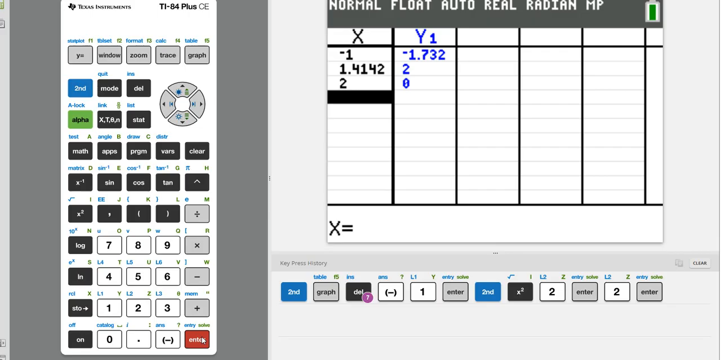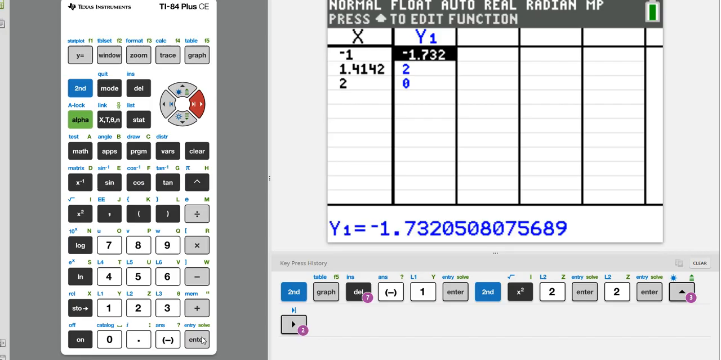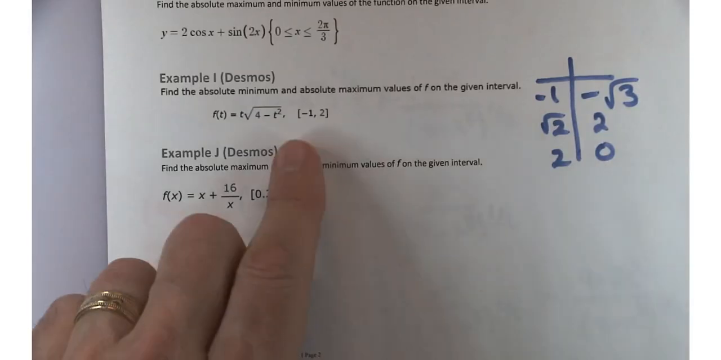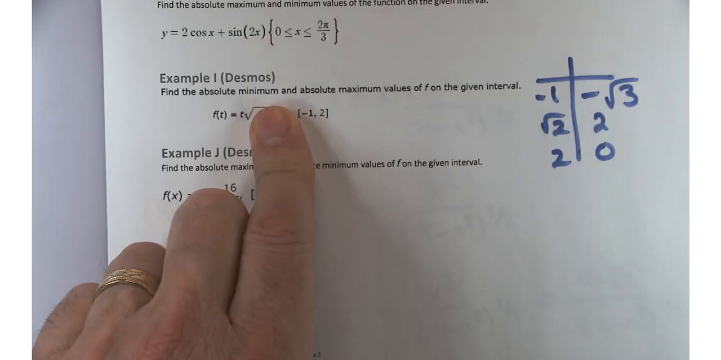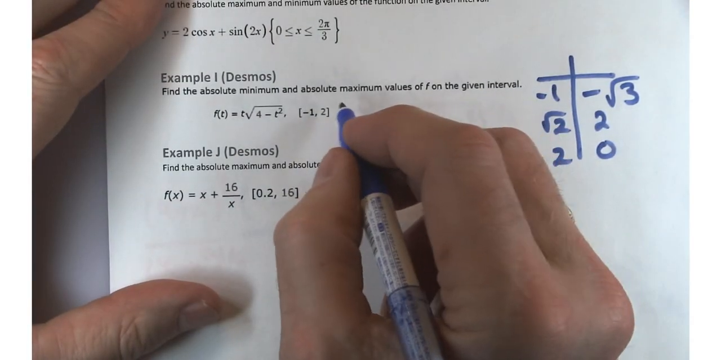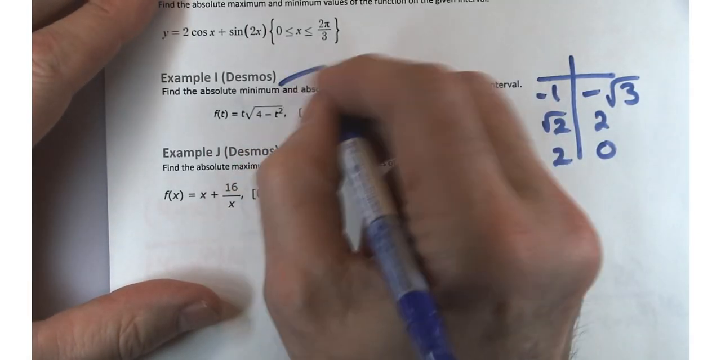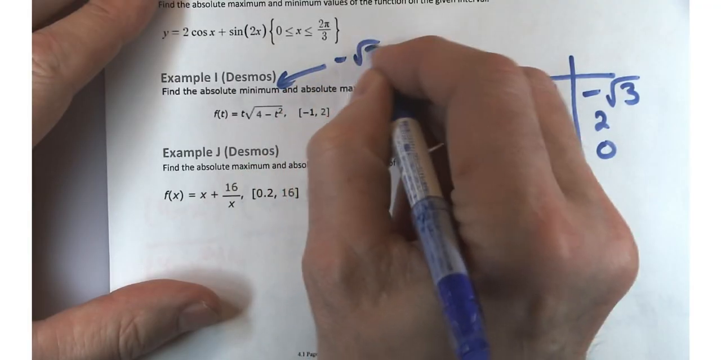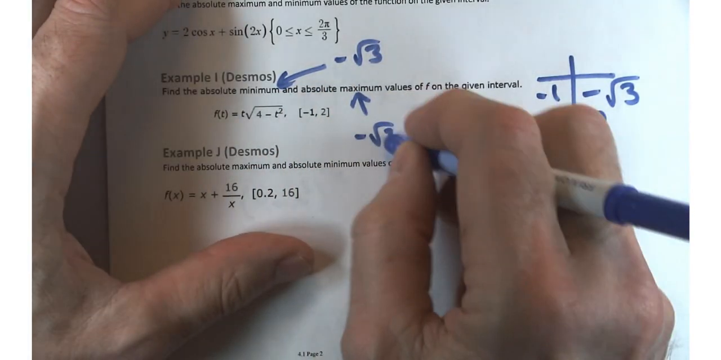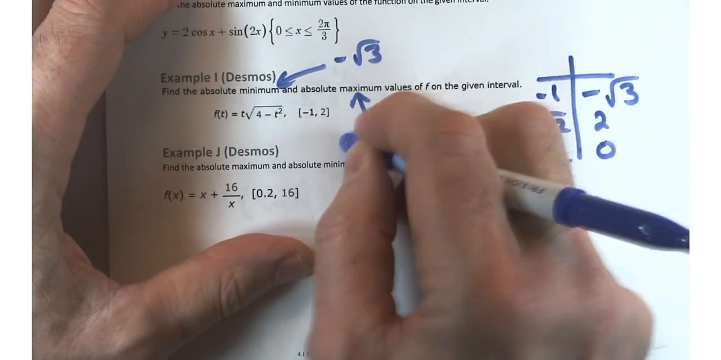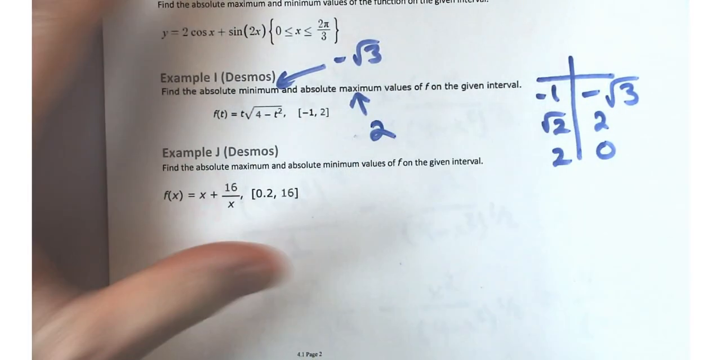Values of... Does anyone recognize this decimal value? Yeah, root 3. Nice. Wow. Ooh, impressive. Well done. Now he has to find the absolute minimum and absolute maximum values. So absolute minimum, that's going to be negative square root of 3. And, oh, excuse me, that's the absolute minimum here, negative square root of 3. Absolute maximum is going to be at 2. Nice.